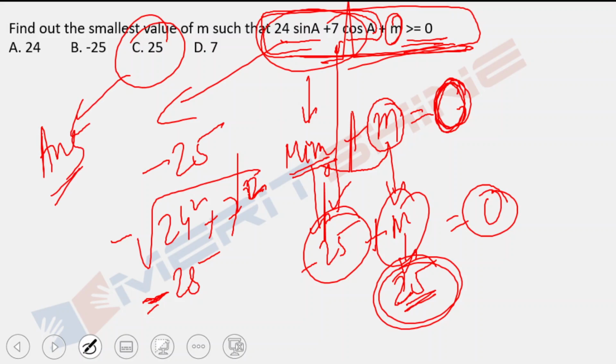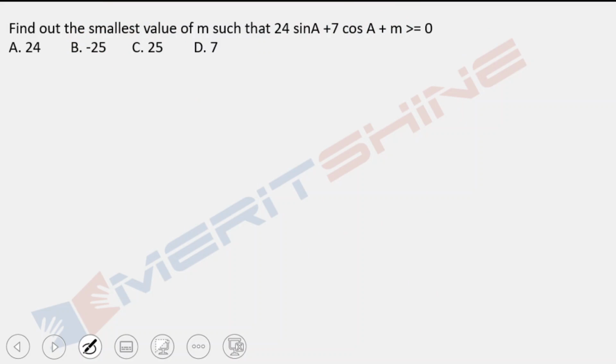Remember that this expression's minima is minus 25, but they haven't asked that. They have asked what is the minimum value of m, right? And that is plus 25. Clear? Okay? So that was the last question on trigonometry.